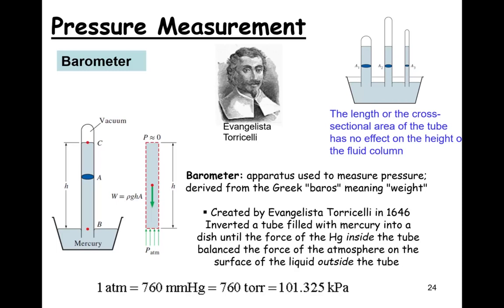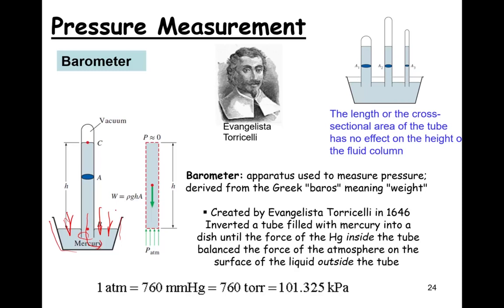Now, how he did it: he had a container filled with mercury and a tube, which was also filled with mercury, then inverted and put in the container filled with mercury. Then he left it here, and because atmospheric pressure is applied here, obviously the mercury starts to come down, but only to a certain distance.